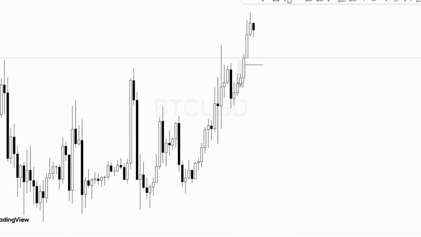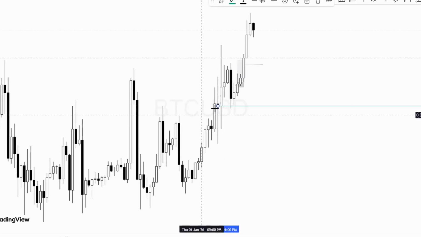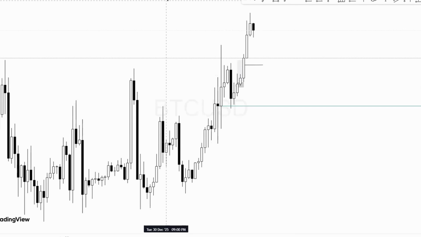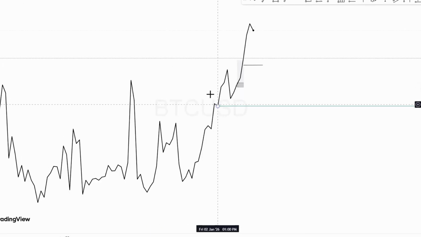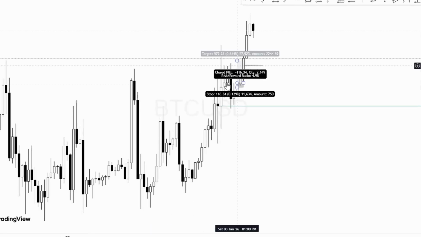I had this zone that I was looking at. This was what I was actually looking at to buy from. Let me turn this into a line chart. You can see, that's exactly what I was looking at to actually buy this market from.